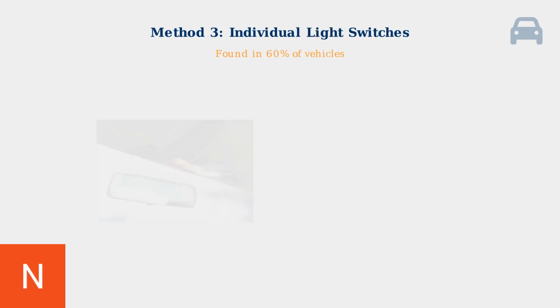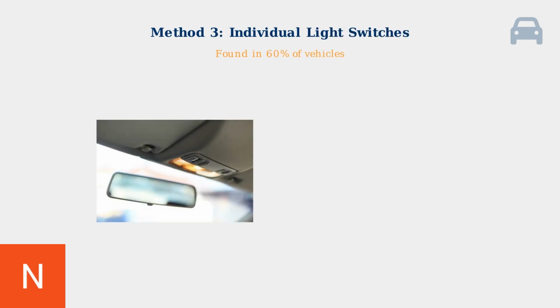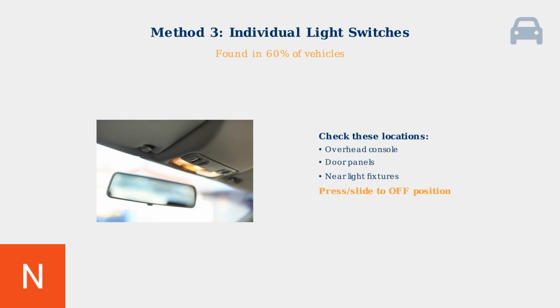Many vehicles have individual switches for each interior light. This method works in about 60% of vehicles. Check the overhead console, door panels, or near each light fixture for small switches. Press or slide these switches to the off position for each light you want to disable.